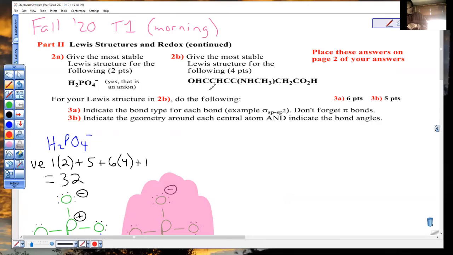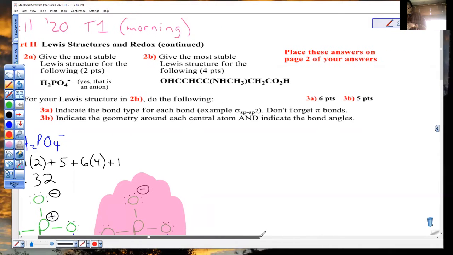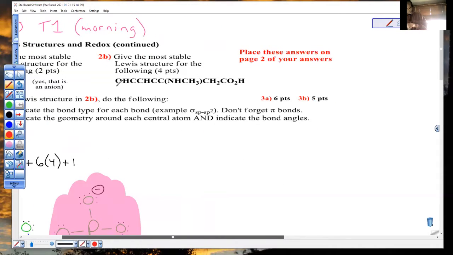I want to point out that on your exam, 2b is the same molecule as it will be for part 3, and the 4 points becomes 10, 15 when you're done. So you've got to do a good job on 2b if you hope to do well on 3a and 3b. And yes, we'll get started right now.